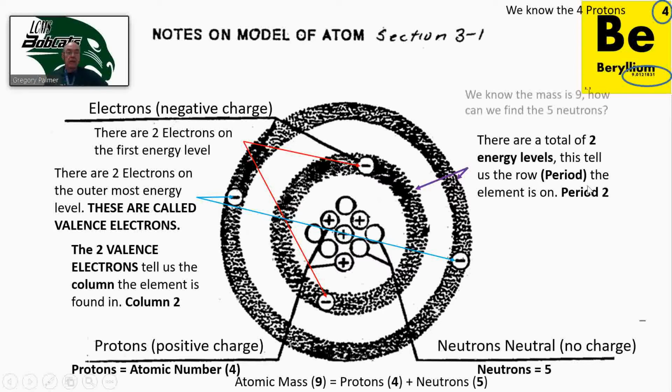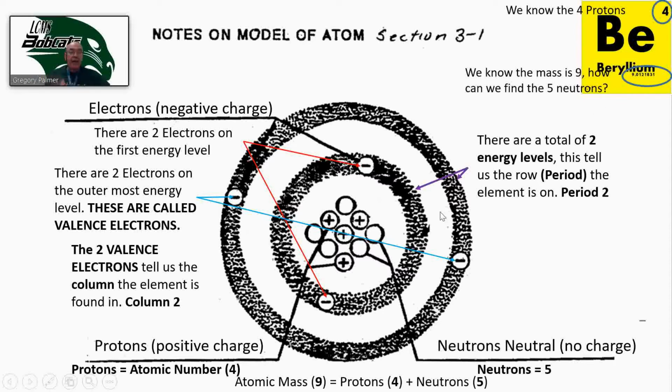There they are. Okay, we know the mass is 9. How could we find the 5 neutrons? Now the reason why I ask this, and I put this here, is this is the information that you're going to be given on the periodic table. You're going to know the 9 and you're going to know the 4. So how could we find the 5 neutrons if this is what we saw instead of this model? Well, we can take the atomic mass, which is the 9, minus the atomic number, which is the 4, and that would equal the 5 neutrons. 9 minus 4 is 5.